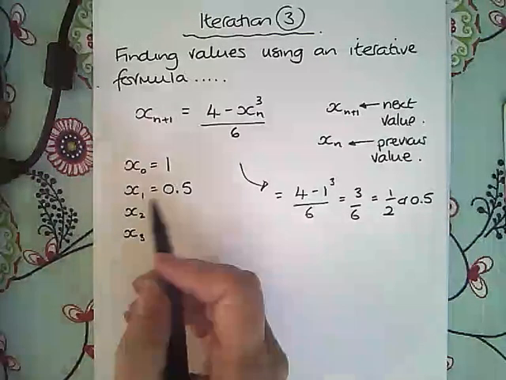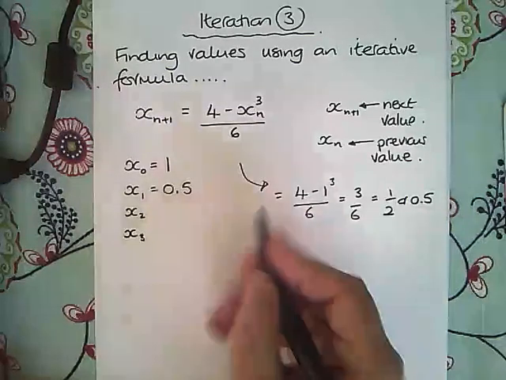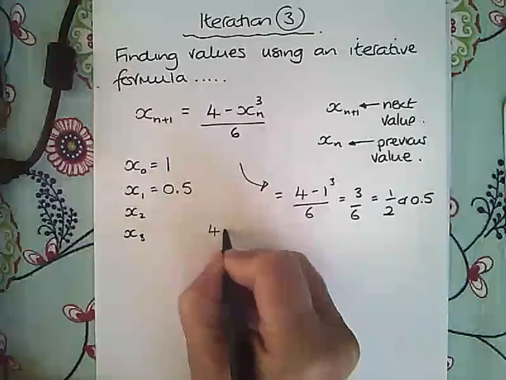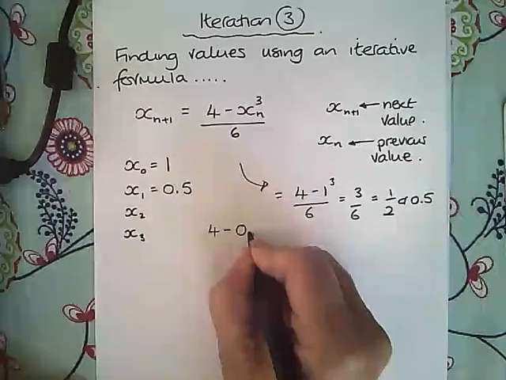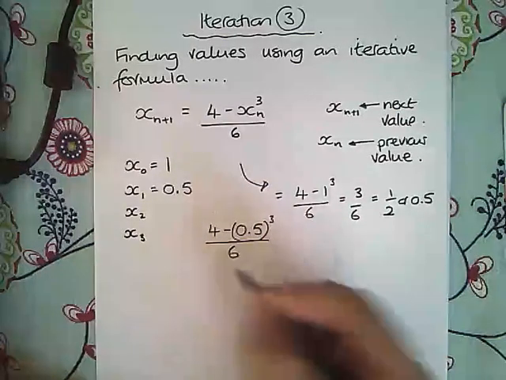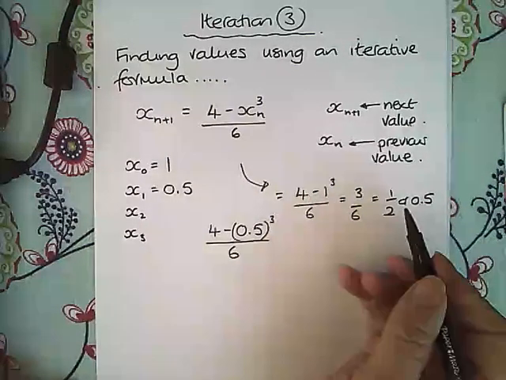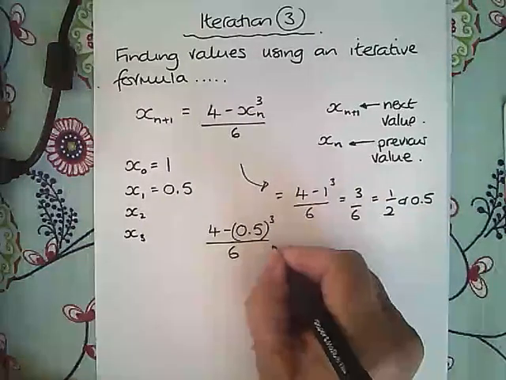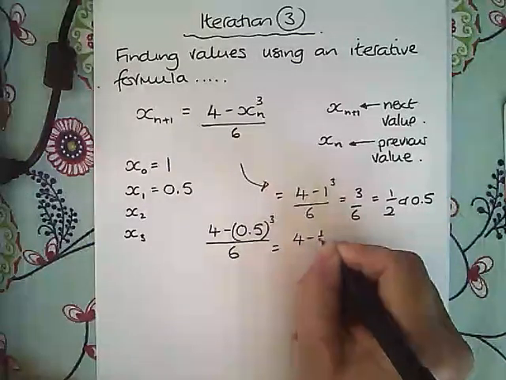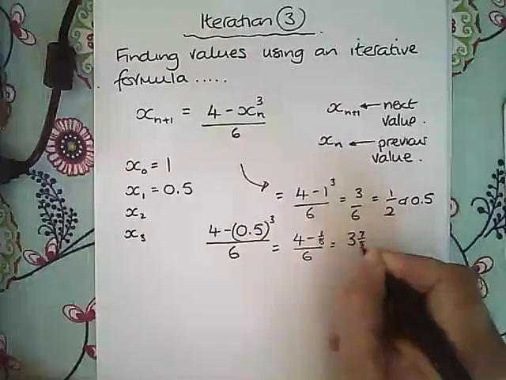Then we use that value and substitute it back in here to get our next value of x2. So we write out our substitution. That becomes 4 take away 0.5 cubed, all divided by 6. This is really horrible now, isn't it? Because 0.5 cubed, if you've got a half and you cube it, you get 1/8. So if I was using fractions rather than decimals, I would have 4 take away 1/8, all divided by 6, which would be 3 and 7/8, all divided by 6.